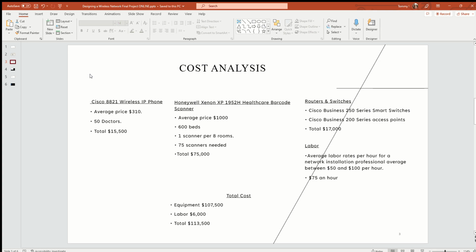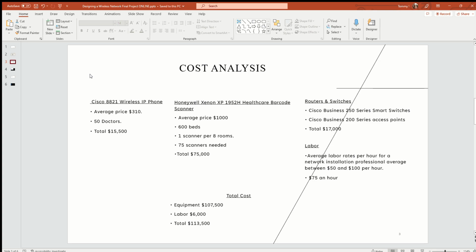There's 600 beds at Tucson Medical Center, and not every single room is going to need a scanner. Most of these scanners are going to be at the nurses' dock station or on their moving carts. So the good enough number I came up with was one scanner per 8 rooms, because they're not going to be scanning every patient at the same exact time. They're going to be able to be flexible and use these scanners within a reasonable area where they can easily access them when needed. So out of 600 beds, 75 scanners needed. Total cost is $75,000.